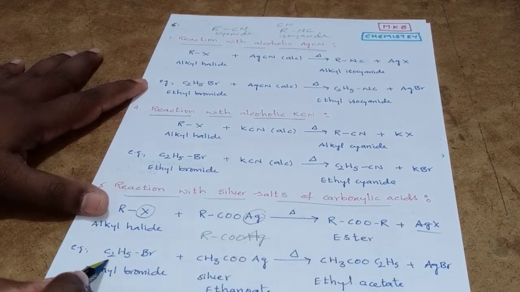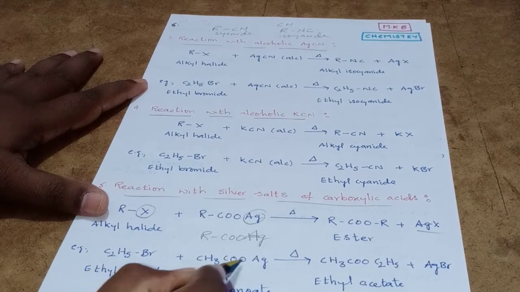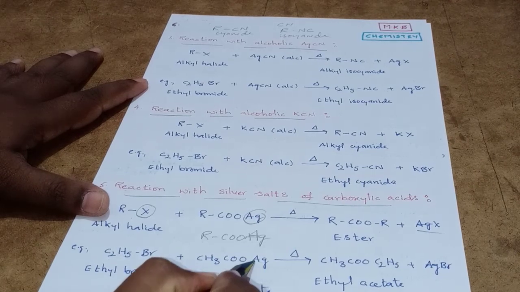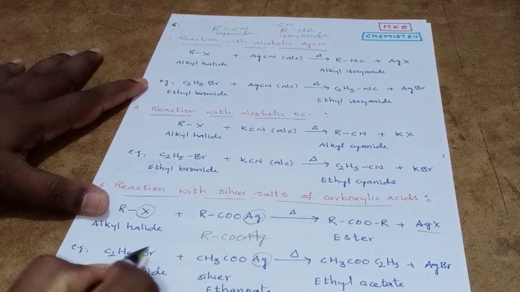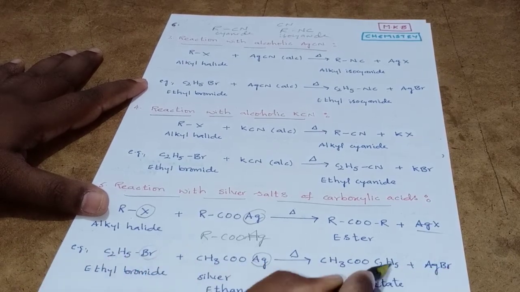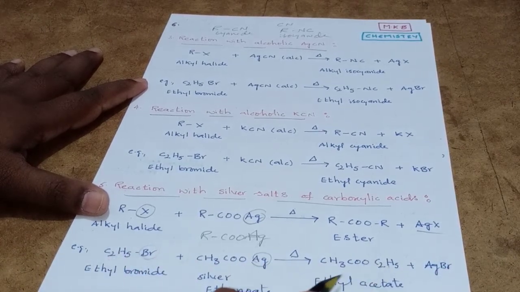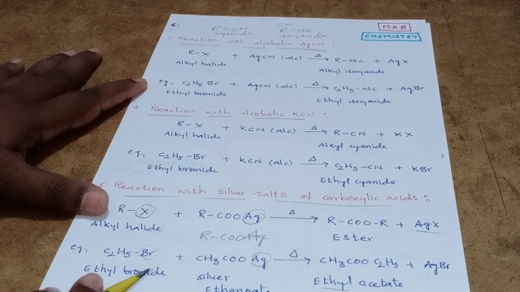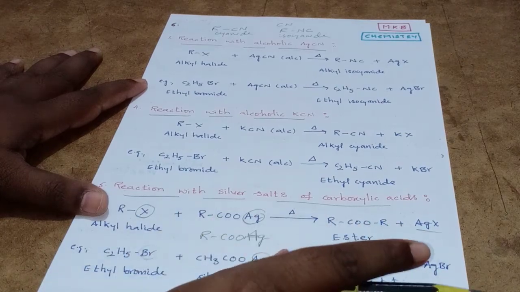So example, C2H5Br plus CH3COOAg. This is silver acetate or silver ethanoate. We have to remove this Ag and Br, AgBr. In place of silver, I will write C2H5. C2H5 is nothing but ethyl, and this is acetate. Ethyl acetate. This is the reaction with silver salt of carboxylic acid.